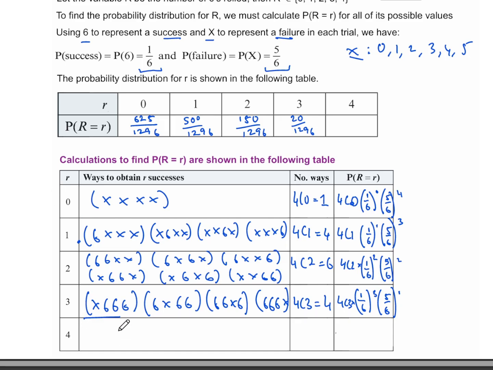Finally, we want all 4 being rolled as 6. There's only one way of doing that, which is 6, 6, 6, and 6. And this comes from choosing 4 6s out of a possible 4 spaces, which is just one way of doing it. And the probability of this is just going to be 1 over 6, which is a success, power 4, because you want 4 successes. And you want 0 failures out of this. And because it's just one way of doing it, we'll multiply this by 4C4. This gives us 1 over 1296.